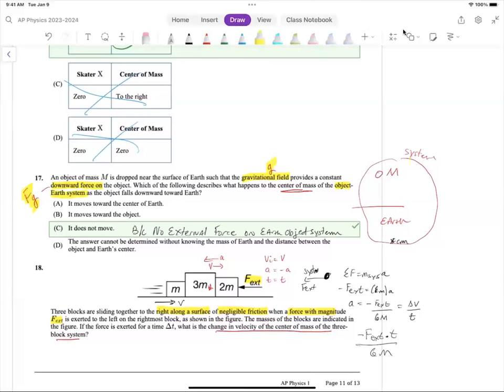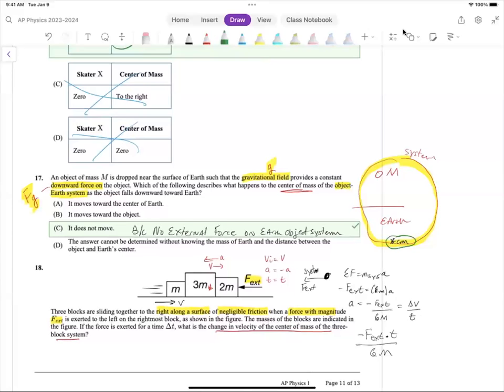I have over here the object that's getting released, of mass m, and I've circled the Earth. And where is the center of mass of the object and the Earth? It's located at the center of the Earth because the Earth is so substantially large, with a humongous mass, that little teeny object above it is nothing. So the center of mass of that system is approximately located at the center of the Earth.